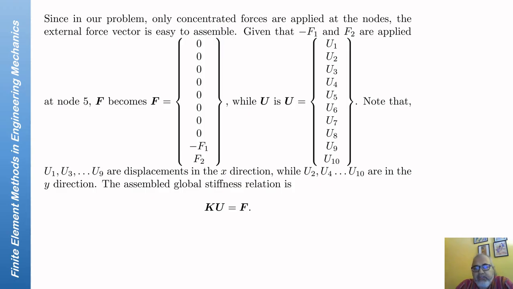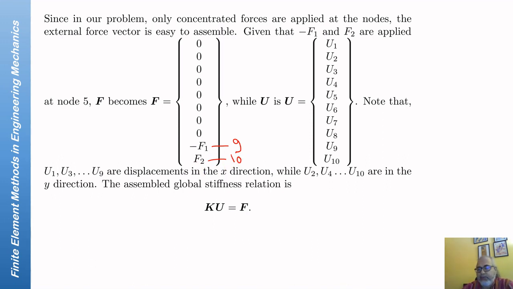We have seen in the previous module that assembling the external force vector for our problem is easy because the external forces are all applied at the nodes. In fact, they are only applied at node 5. That means the external forces are all 0 except at degree of freedom 9, where it's minus F1, and at degree of freedom 10, where it's F2.